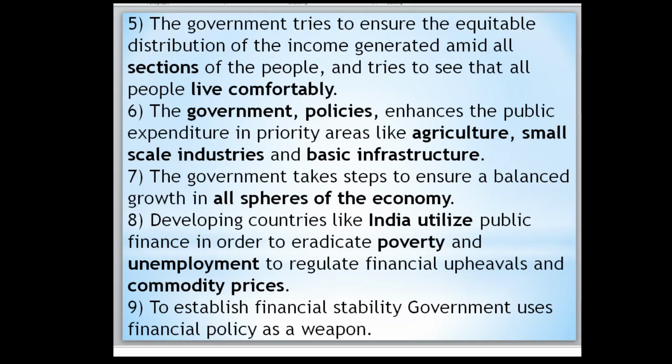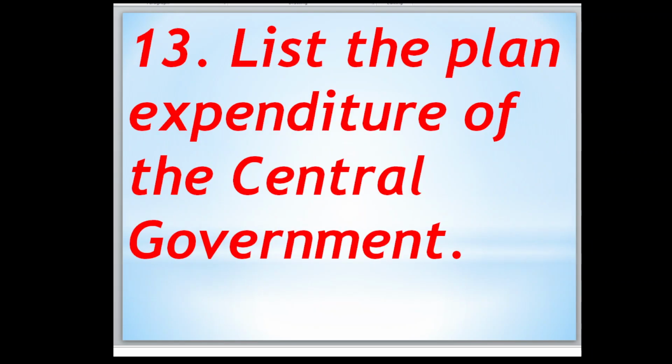The government policies enhance the public expenditure in priority areas like agriculture, small scale industries and basic infrastructure. The government takes steps to ensure a balanced growth in all spheres of the income. Developing countries like India utilize public finance in order to eradicate poverty and unemployment, to regulate financial upheavals and commodity prices. To establish financial stability, the government uses fiscal policy as a weapon. Then move to the 13th.